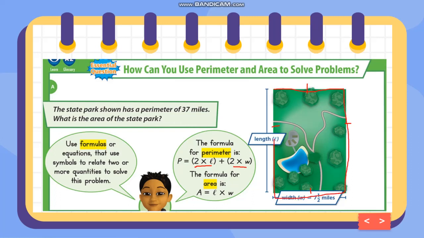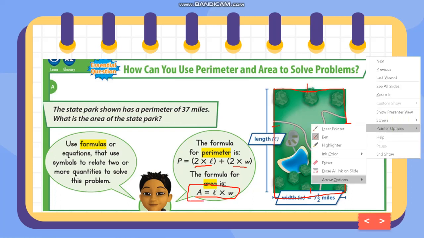When we say area, it refers to the measurement of a surface, or how much space there is on a flat surface. To find the area, we simply use the formula: area is equivalent to length times width.